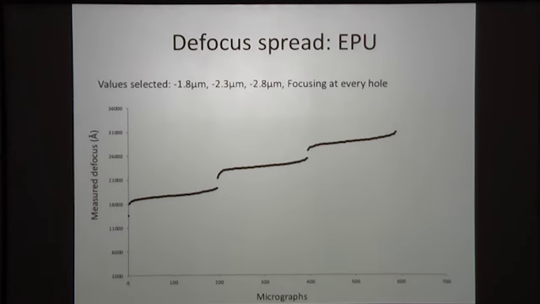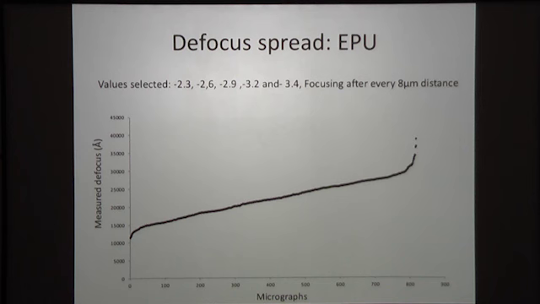Good. This is just some characteristic defocus spreads in EPU. We selected 3 values here, and you can see that we've got 3 islands of defocus. However, they do deviate from the selected defocus by about 0.15 microns. So it's not necessary to use very fine or very small intervals for your defocus, because the accuracy is not that great.